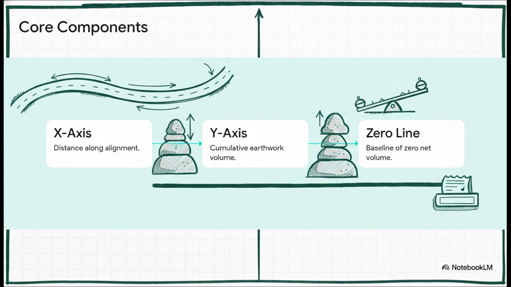Then we've got the y-axis. You can think of this vertical line as our dirt bank account. It tracks the cumulative volume of the earthwork. And finally, the all-important zero line. This is our baseline, our break-even point. Whenever our graph touches this line, it means our dirt checkbook is perfectly balanced.